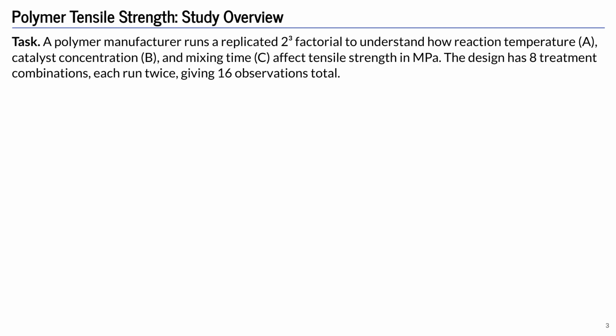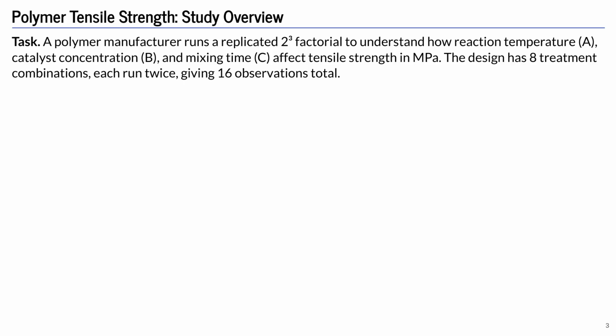Here's the study we will work with throughout this lecture. A polymer manufacturer wants to understand what drives tensile strength in their product, measured in megapascals. They have 3 factors under their control: reaction temperature, which we will call A, catalyst concentration, which we will call B, and mixing time, which we will call C. Each factor is set at 2 levels, a low level coded as -1 and a high level coded as +1. The design is a full 2 to the 3 factorial, meaning all 8 combinations of the 3 factors are tested.